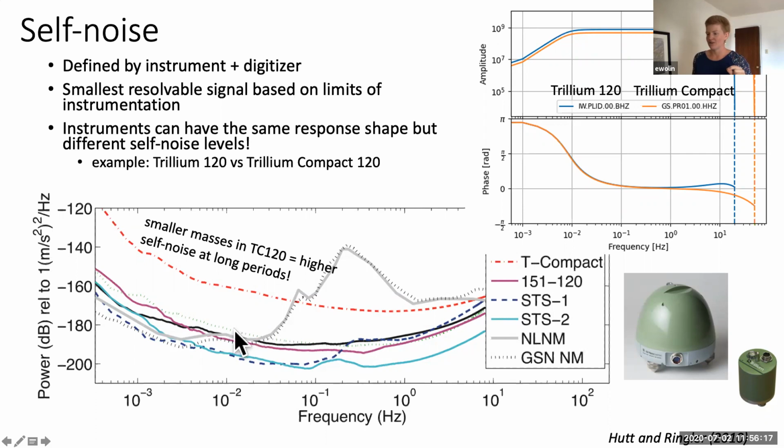Right, so if you wanted to resolve extremely small signals at long periods from distant earthquakes, surface waves or something like that, a Trillium compact would not be the correct instrument to use. Those signals might be below the self-noise levels of the Trillium compact. On the other hand, if you're a regional network operator and you're trying to measure surface waves from much more local earthquakes, those signals would have a much higher amplitude, and a Trillium compact is perfectly acceptable for your needs.